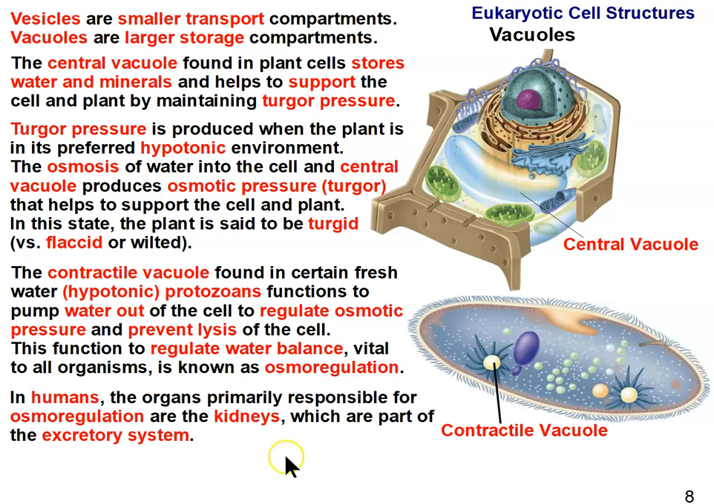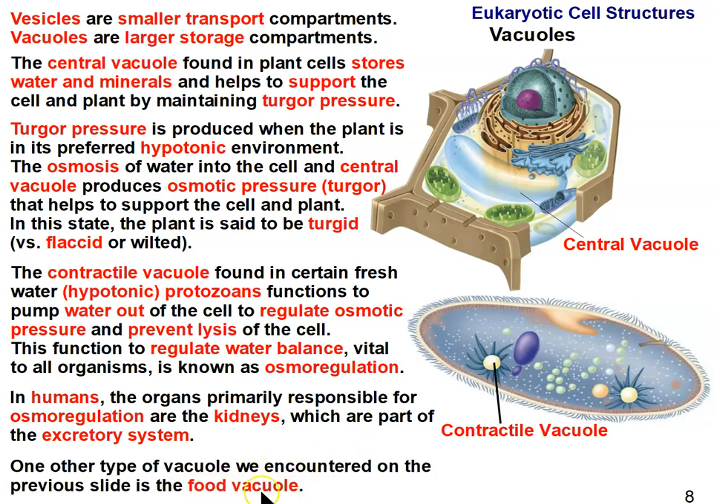And your body does the same thing, but it does it with your kidneys, which are part of your excretory system. But this is one of the most primitive and most obvious examples of water regulation, of osmoregulation, within a living thing, in what is arguably considered a very simple organism, protozoans. So when it comes to vacuoles, there are three kinds of specialized vacuoles that you're responsible for knowing. One being the central vacuole of plant cells, another being the contractile vacuole of freshwater protozoa, and then a third being the food vacuole that we saw in the previous slide.